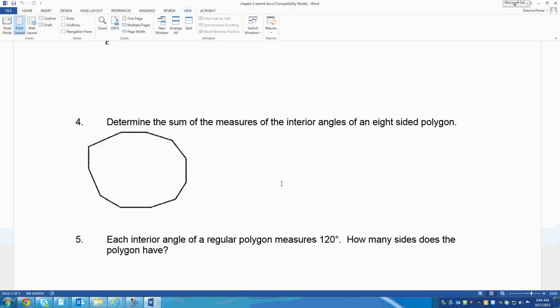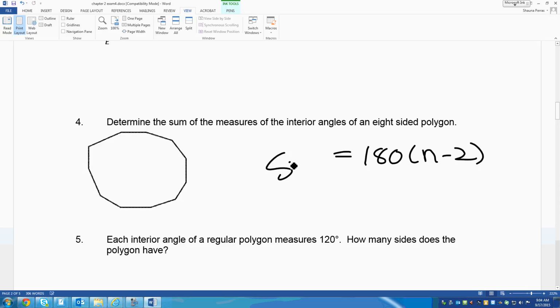So how do you find them here? You actually take 180 times n minus 2. That's the total. That's equal to the sum. Okay? So when it asks for the sum of something, of the entire interior measures, you got to be careful, it's interior measures. The sum of the interior measures is equal to that. Okay?